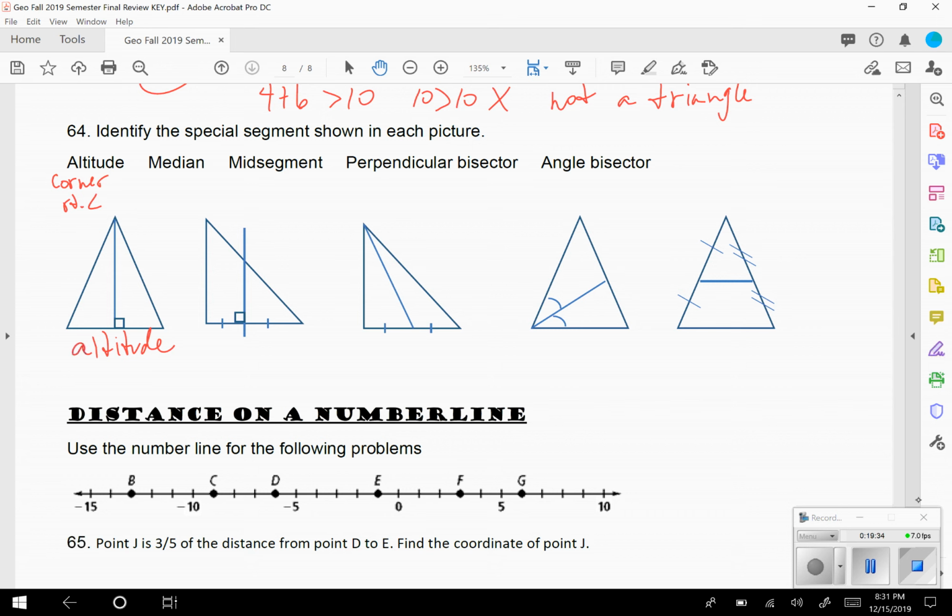Okay, a median. It just cuts a side in half. Cuts the side in two equally, and it starts at a corner. So starts at a corner, cuts the side in two. Oh, going to be the third picture here. So this is a median. Okay, a mid-segment, it cuts two sides in two. And so you can see this here. It cuts this side in two and also this side in two, so this is a mid-segment.